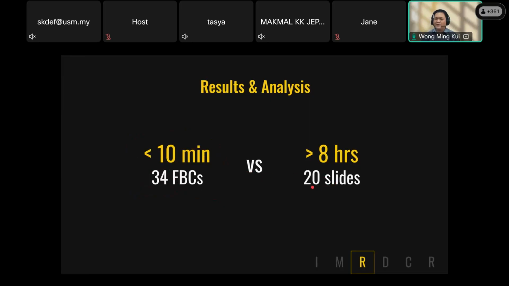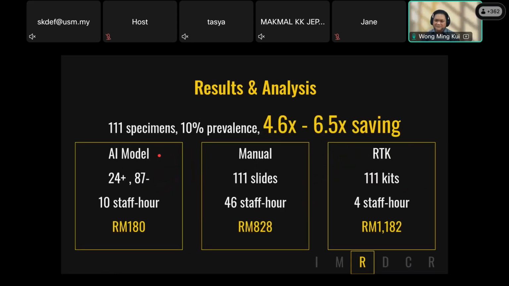If we look at normal circumstances in my lab, if we examine 20 malaria slides, malaria microscopy, the BFMP smear, it would probably take more than 8 hours for one staff. If there's only one staff looking at the slides, it will take more than 8 hours. So imagine the time saved here, 34 FBC, meaning 34 BFMP. It will take less than 10 minutes. So I analyzed this further.